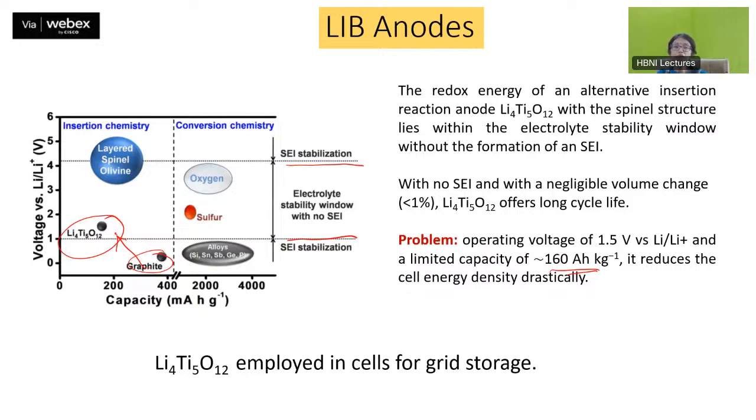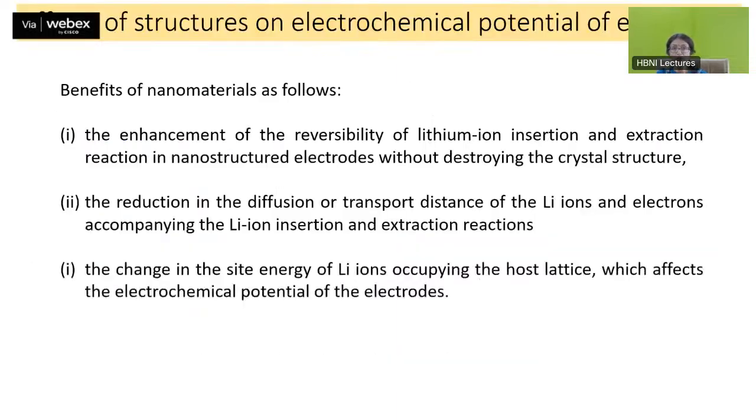But lithium titanate can be very much employed in battery cells, in coin cells, and in batteries which can ultimately be used for grid storage. So for renewable grid storage, energy density is not a point of concern. In those applications, lithium titanate can have a lot of application as anodes for lithium-ion batteries. So now, of course, there are different things which affect the electrochemical potential.